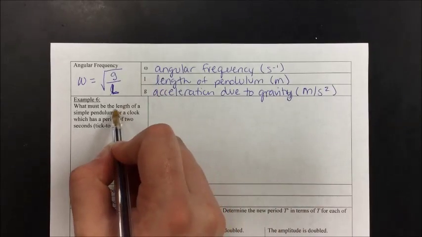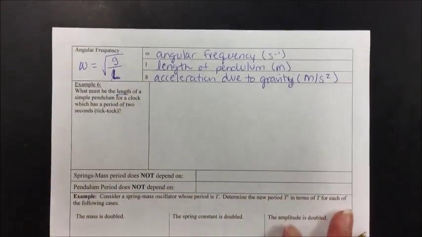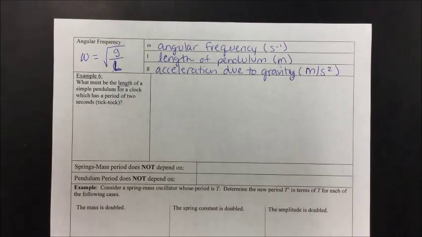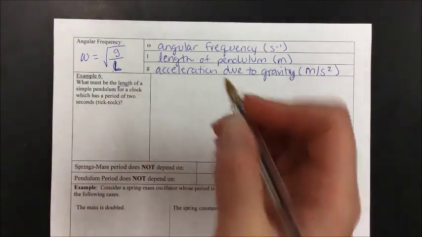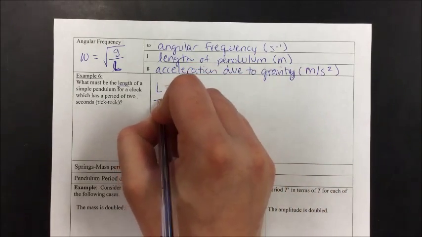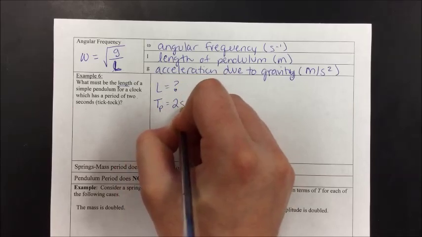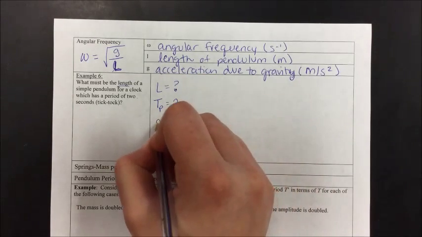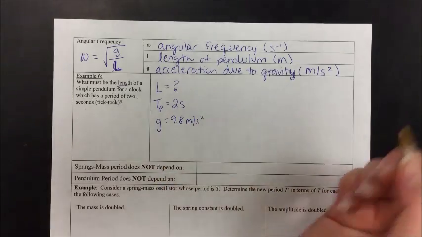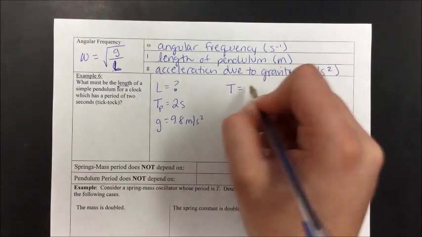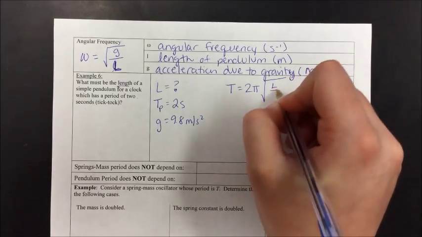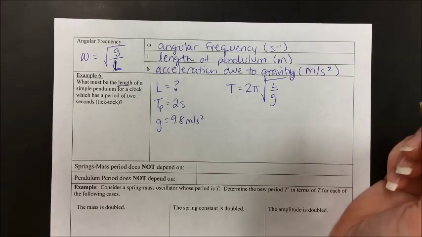Okay, so the question is asking, what must the length of a simple pendulum for a clock be, which has a period of 2 seconds? So the length is what we're looking for. The period is going to be 2 seconds. And of course we know G is 9.8 meters per second squared. So period equals 2 pi square root of L over G.